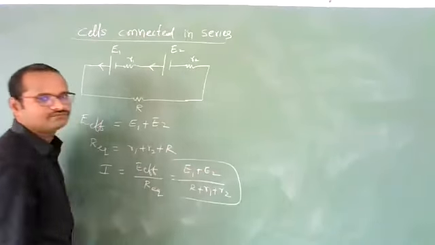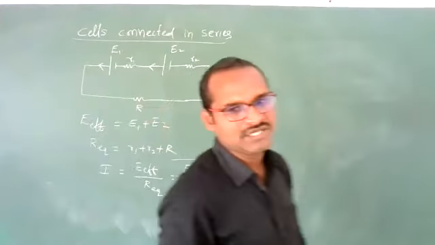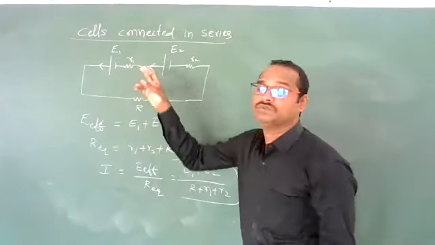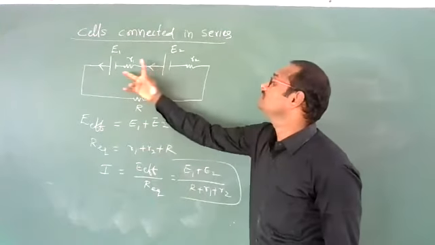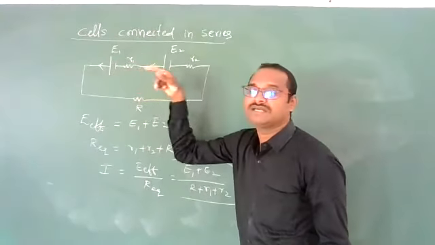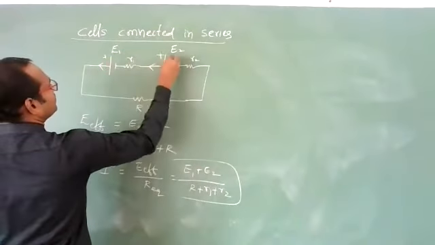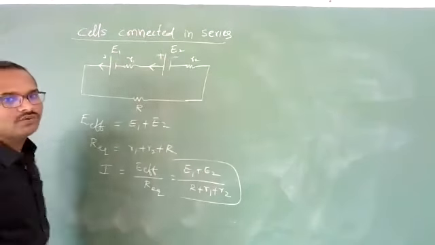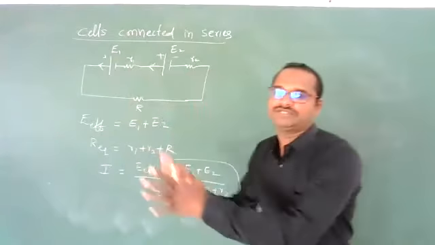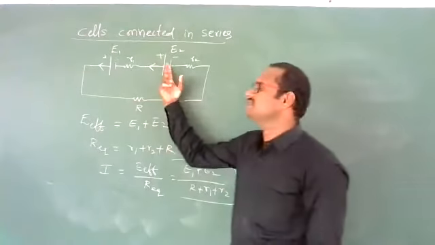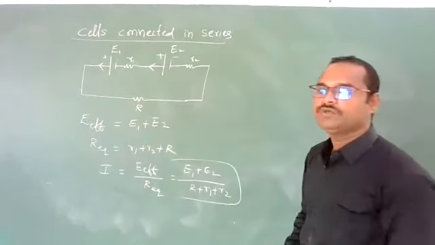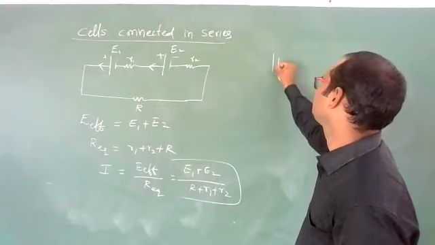Very simple. When cells are connected in series, total EMF will become E1 plus E2, only when the positive terminals are together. This positive terminal and this positive terminal both are in the same direction. Then only the batteries will send current in the same direction. If they are reversed, then what happens? You may get it like this.